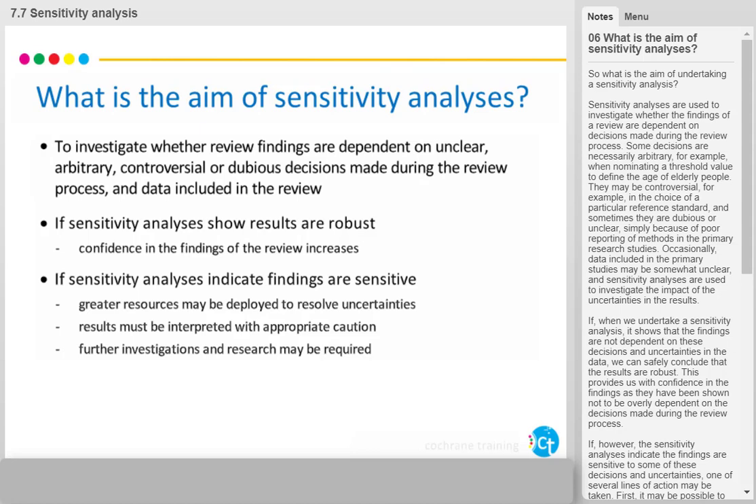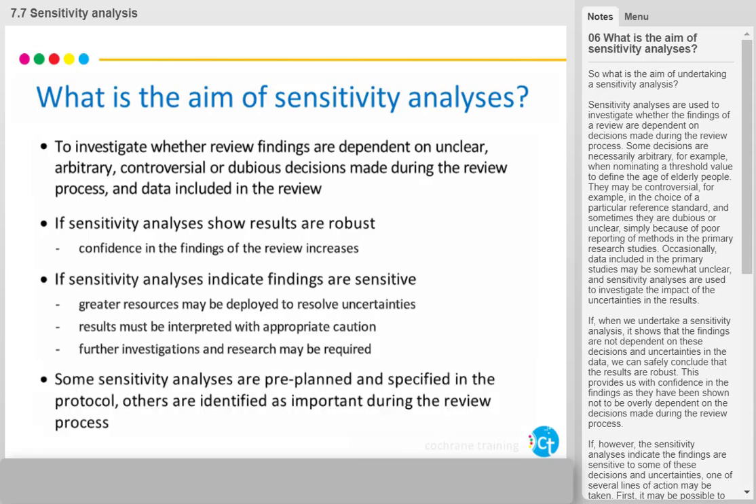If the uncertainties cannot be resolved, this means that the results of the review do depend on these dubious, uncertain, or arbitrary decisions, and the results must be interpreted with appropriate caution. A review may point out, in its recommendations for further research, what future researchers need to be doing to design and execute studies to provide a clearer answer.